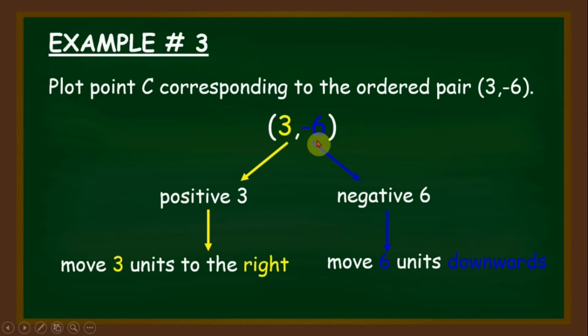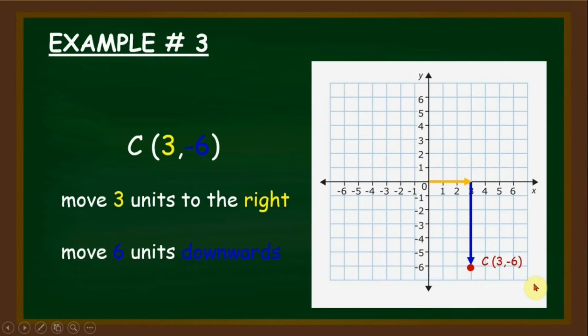And for the y, which is negative 6, we now have to move 6 units downwards. Now let us plot this point. So for point C, which is 3, negative 6, again on a Cartesian plane, starting from the origin, which is 0, 0, we have to start with the x first, so we have to move 3 units to the right. So 1, 2, 3. And now we have to move 6 units downwards. So 1, 2, 3, 4, 5, and 6. So that is where our point C lies, which is 3, negative 6.